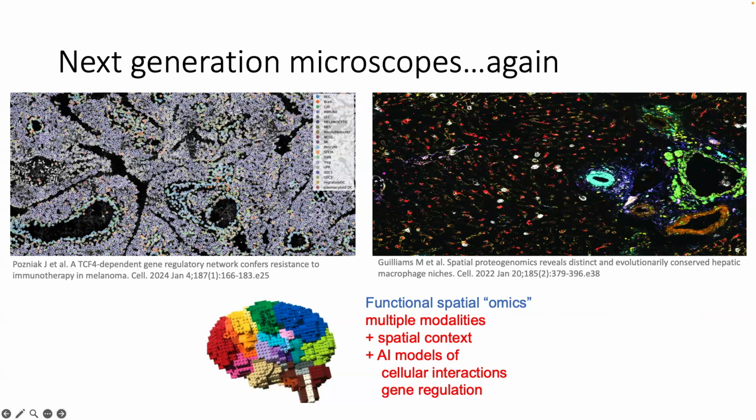For example, by looking at models of cellular interactions and models of gene regulation. And as I will show you later, these actually need to be combined in the future if you want to make the most out of the data. So here you see an example of a spatial transcriptomics data set on melanoma that we published last year.